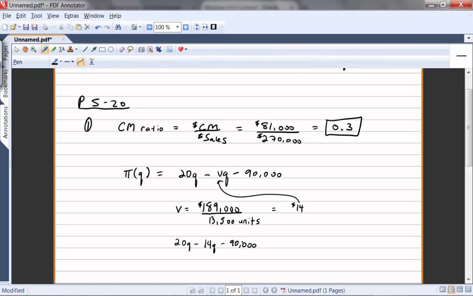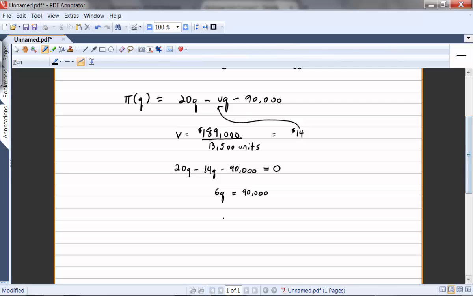And we want to break even. We're trying to find the number of units they must sell to break even. Break even means that profit would be 0. Solve for Q. So we have 6Q equals 90,000, or Q equals 15,000 units. So that's the break-even point. We're going to call it Q star. It's a special Q. It's not just any Q. It's the Q that makes you break even. We'll call it Q star.